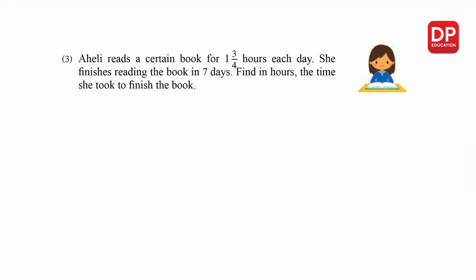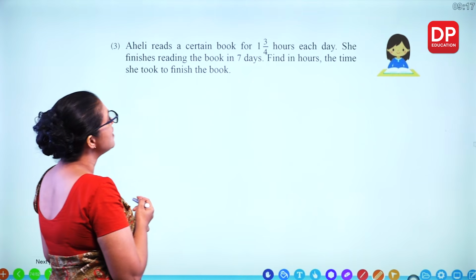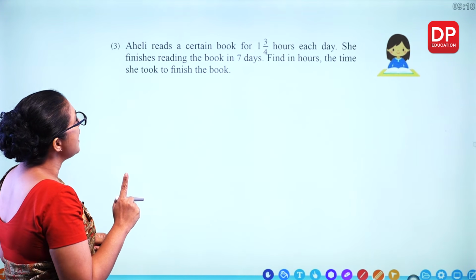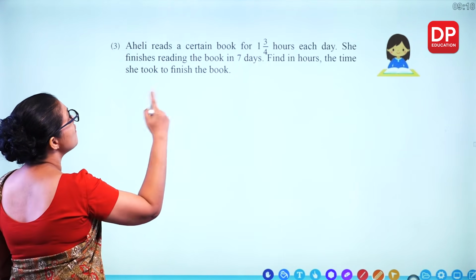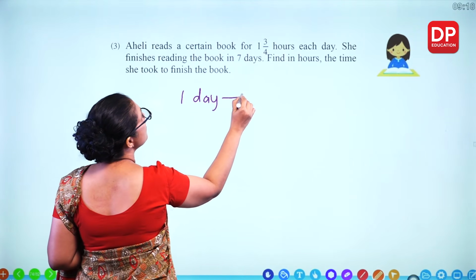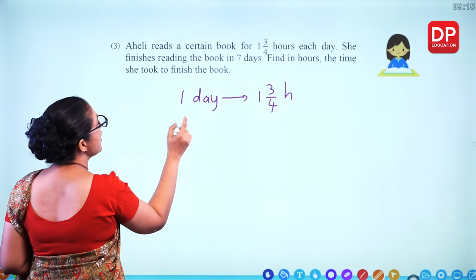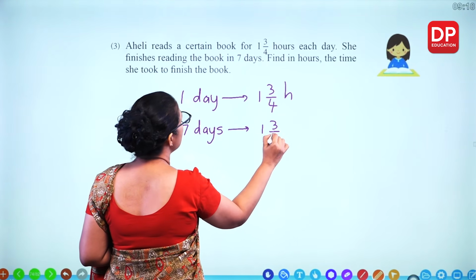Question number 3. Aheli reads a certain book for 1 3/4 hours each day. She finishes reading the book in 7 days. Find in hours the time she took to finish the book. So every day 1 3/4 hours. So here 7 days. So 1 day she spent 1 3/4 hours. So now she spent 7 days. So multiply by 7.